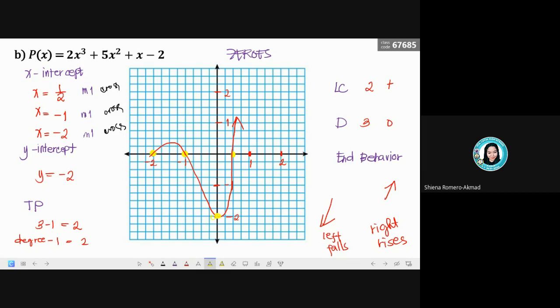Ito yung y. Ito yung dinaanan niya. So, ito yung the left leg, and this is the right leg. So, ganyan tayo magkakaroon ng graph. Ganyan yung mangyayari, magiging itsura ng graph natin. Okay, linawan lang natin yung points. Dumaan na siya doon. So, this is the graph of p of x equals 2x cubed plus 5x squared plus x minus 2.